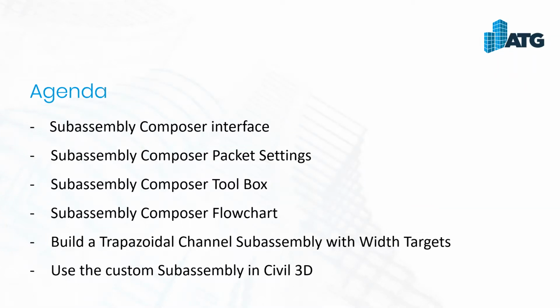And then once we have the interface all covered and explained, we'll build this pretty simple trapezoidal channel subassembly with width targets at the bottom. What this will ultimately accomplish is targeting where you don't have to have 5, 10, maybe even sometimes 20 different subassemblies for the different width trapezoidal channels. You can just build one and add the targets to it.